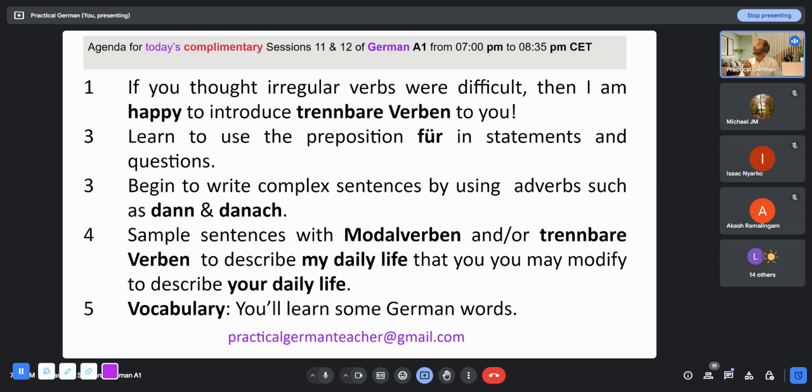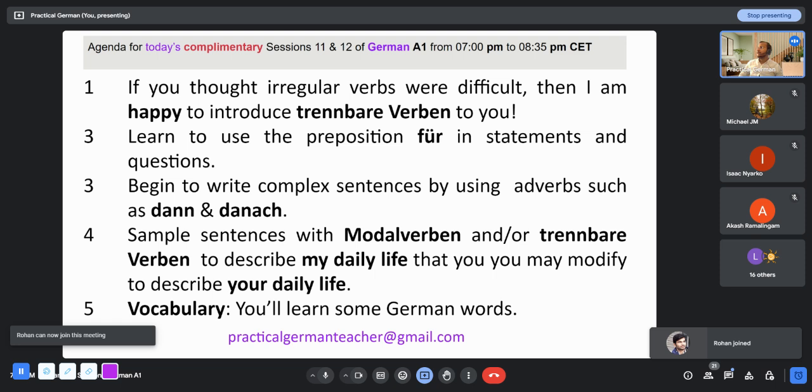A1 level. What you are looking at right now is the agenda for today's two sessions. First topic is that you will learn about trennbare Verben. Trennbar literally means separable. So because German is German, normally when you have verbs, if you only know English, then you know that when you have a verb, you just have a verb. It cannot be broken down. You can just change the spelling depending on the subject and the tense. But in German, you have verbs which can be broken down. So some verbs in German have a prefix, and that is separated in certain sentence structures. So you will learn about that.